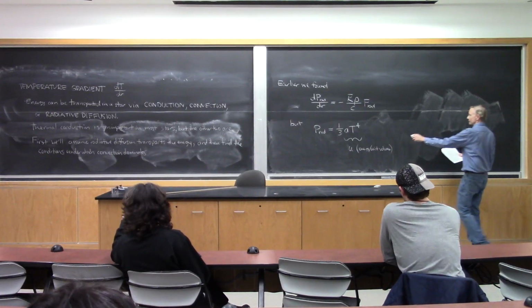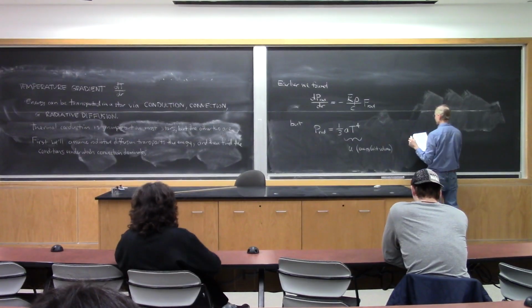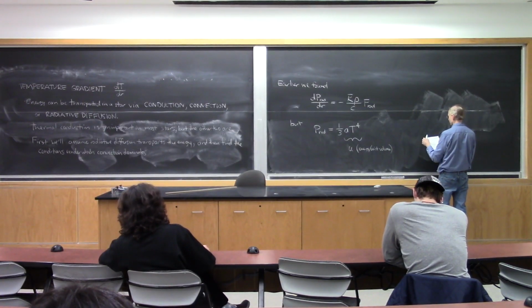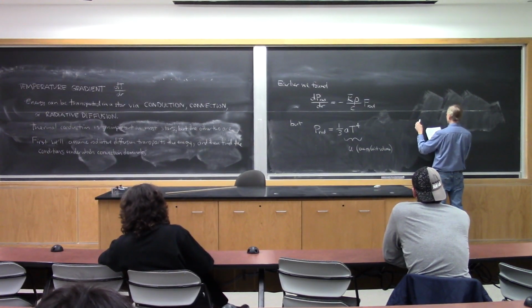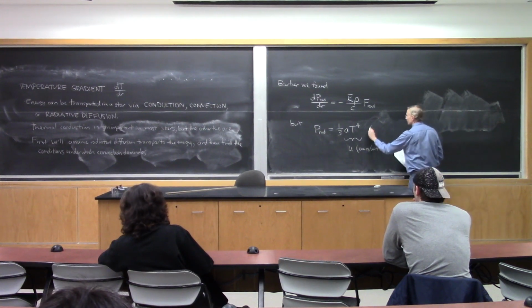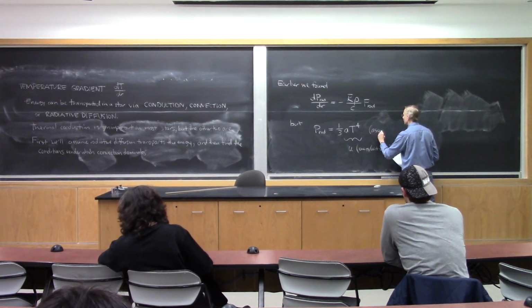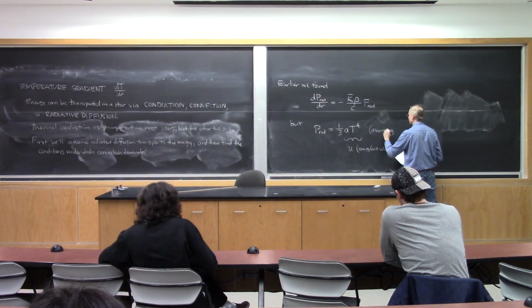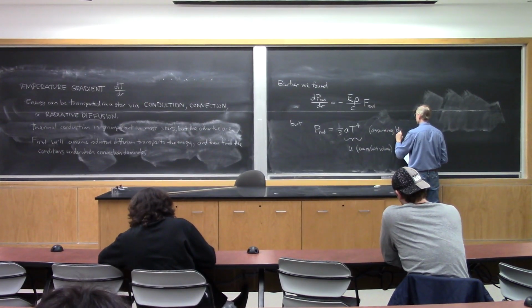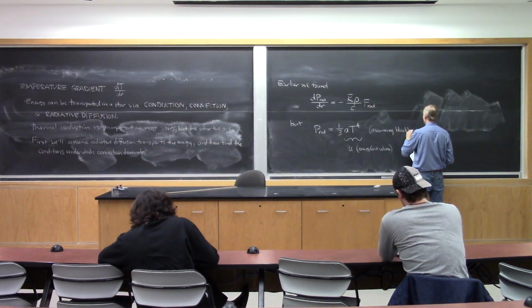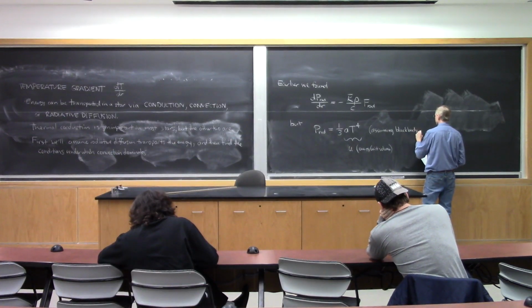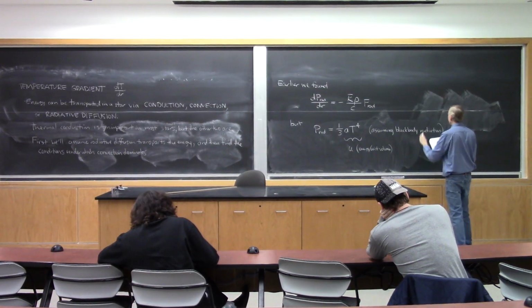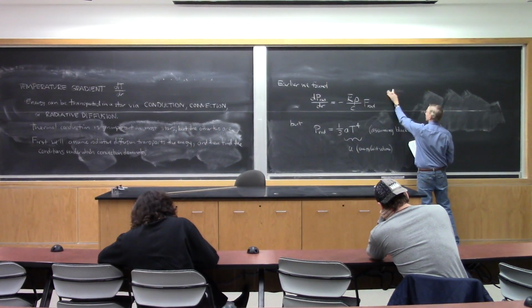So this means we can now find the derivative of the radiation pressure with respect to radius as follows. Oh, and by the way, here we're assuming that it's thermal radiation, that it's blackbody radiation. That is, perfect thermal radiation.